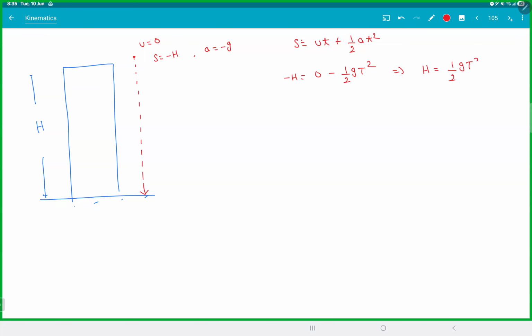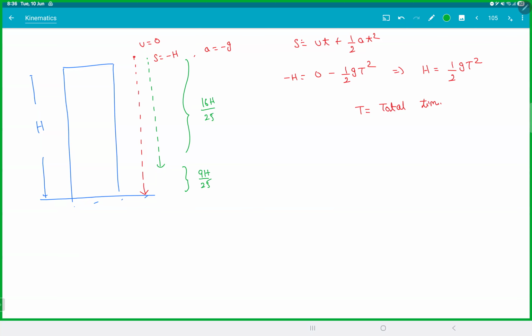Now look at the second part. For the same particle, if you take it only for t minus 1 second. Now let the total time be t. Getting it? So t is the total time. And now you're saying it has traveled 9h by 25 in the last 1 second. That means this distance is 9h by 25. That means the balance distance would be how much? 16h by 25. Agreed?